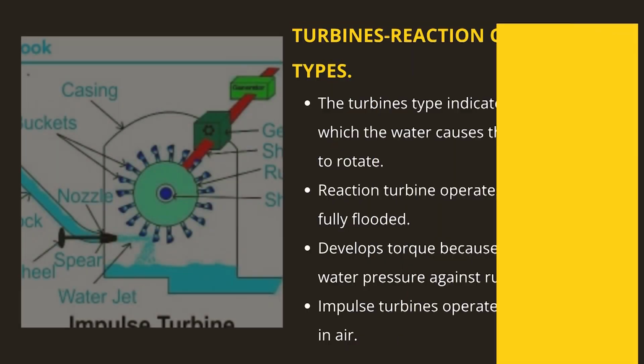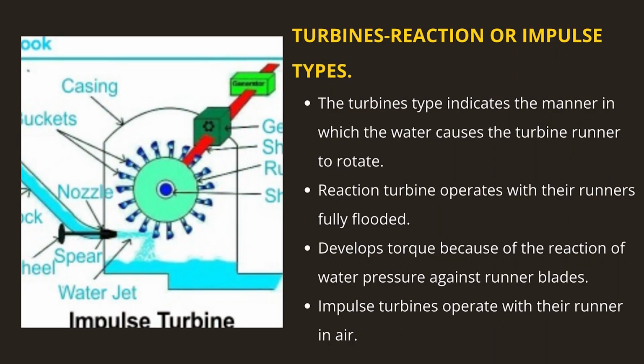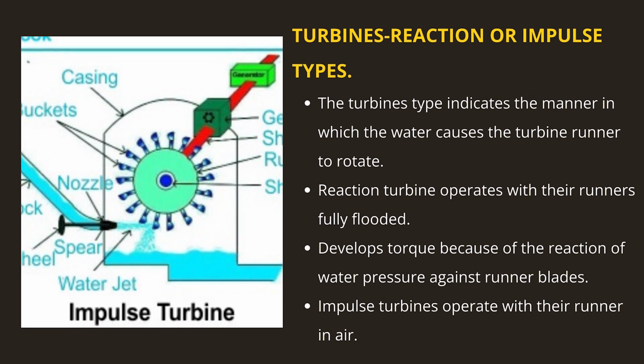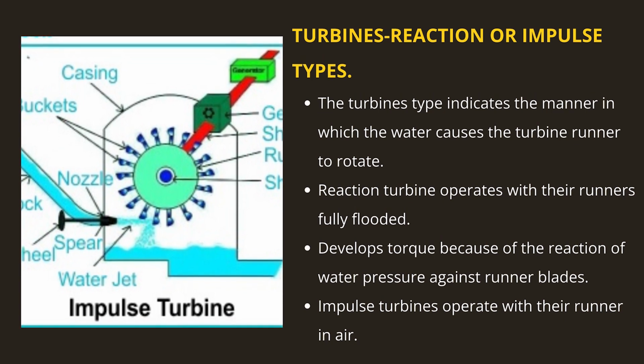Now, further based upon action, turbine can be either reaction or impulse. In the previous lecture I have also discussed the turbine types, which indicate the manner in which the water causes the turbine runner to rotate. Reaction turbines operate with their runners fully flooded and develop torque because of the reaction of water pressure against the runner blades. Now, talking about the impulse turbine, it operates with its runner in air and converts the water pressure energy into kinetic energy of the jet that impinges onto the runner. Impinges means strikes, impinges onto the runner buckets to develop the required torque.